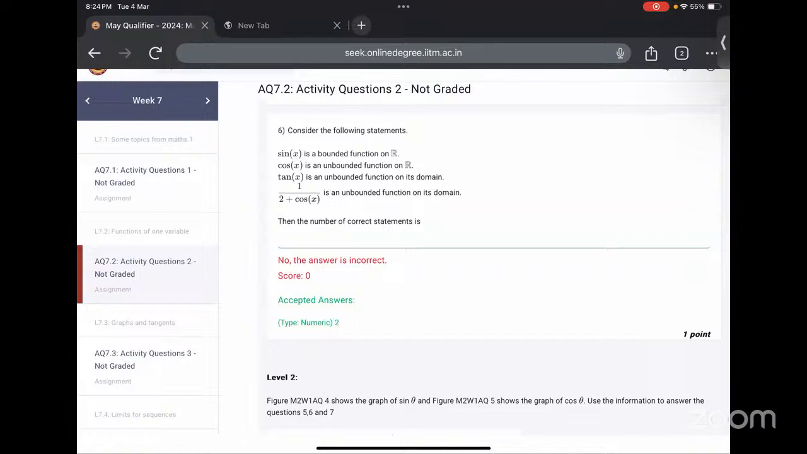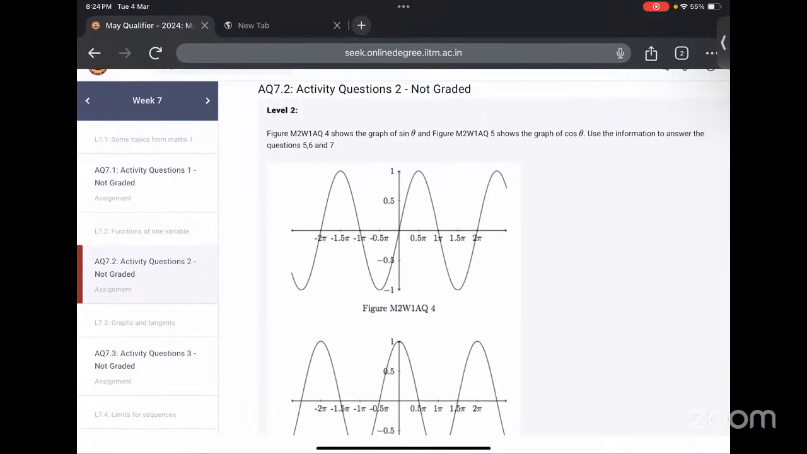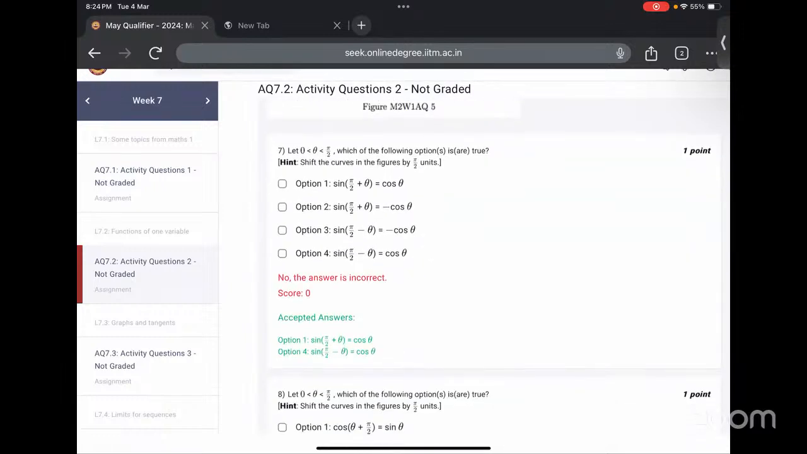What is the next doubt? Seven. This one. Okay, so what is your doubt? Well, again, I'm weak in trigonometry.